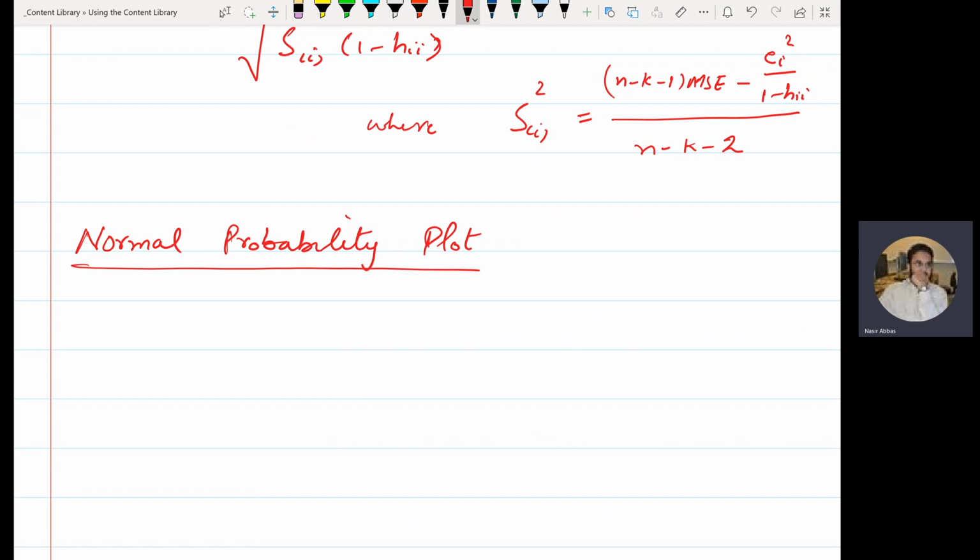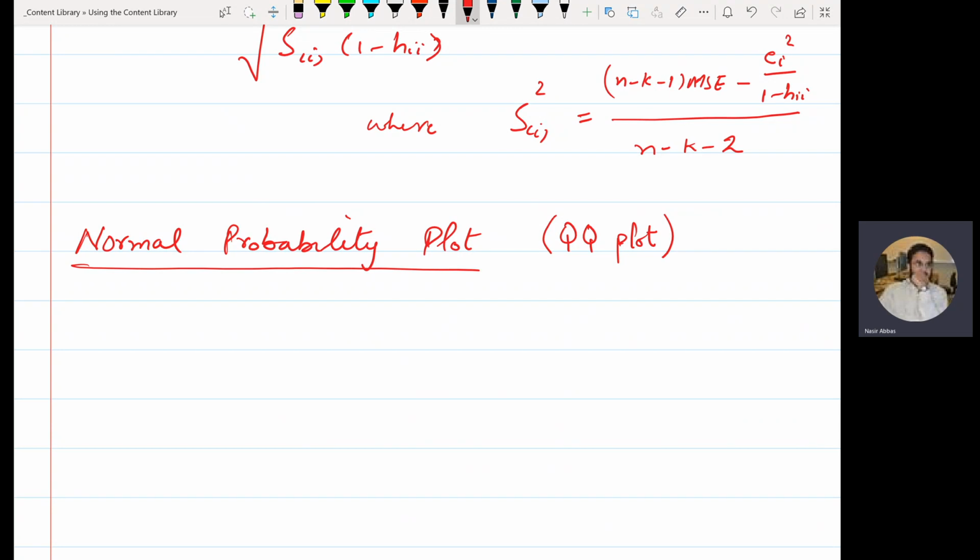Normal probability plot is sometimes also called normal QQ plot. Why is it called QQ plot? Because what we do in this plot is we plot the sample quantiles against population quantiles. Quantiles is kind of percentile. So on the x-axis you have theoretical percentiles, on the y-axis you have sample quantiles, and if they are equal to each other, you expect a 45 degree line. If they are not equal to each other, you expect them to deviate from this 45 degree line.